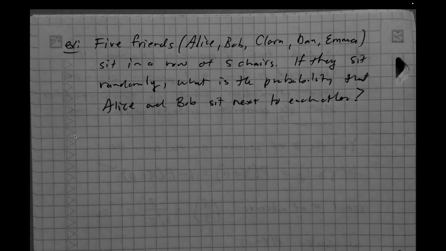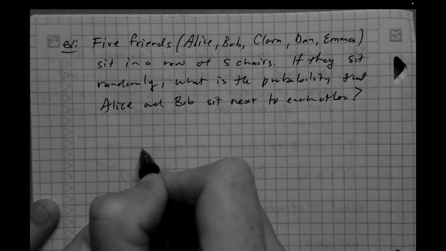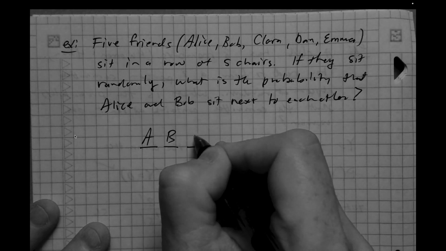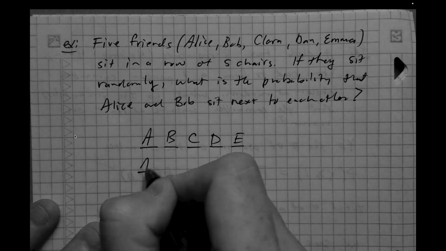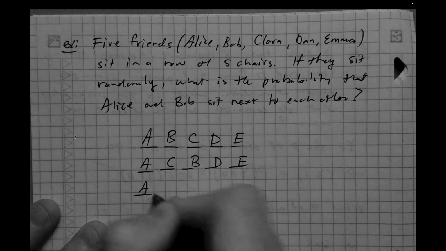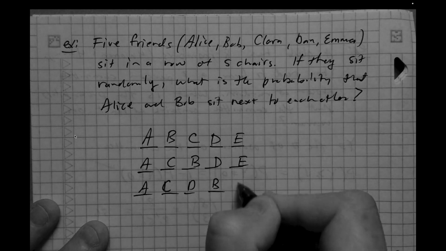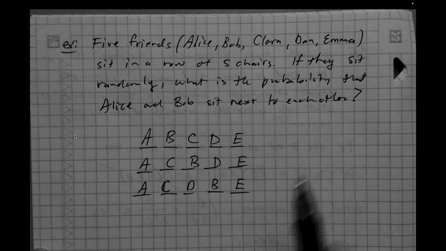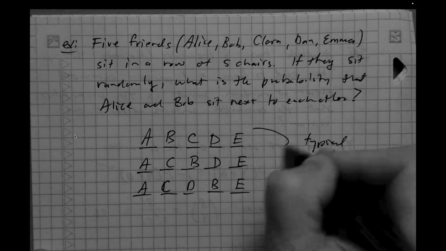Well, what's this look like? All right, so I've got Alice and Bob. Let's visualize the events here. I've got 5 chairs, 1, 2, 3, 4, 5. You could have Alice, Bob, Clara, Dan, Emma. You could have Alice, Clara, Bob, Dan, Emma. You could have Alice, Clara, Dan, Bob, Emma. So there's a lot of them, a lot of different ways. These are what the events look like, typical events. It's good to visualize these things. There's lots of them.